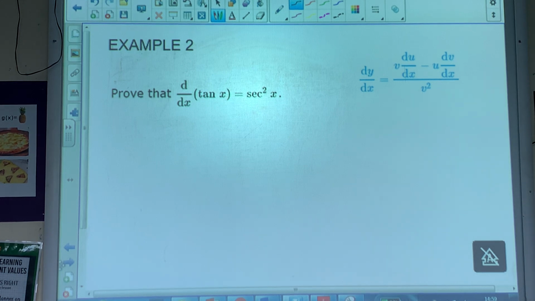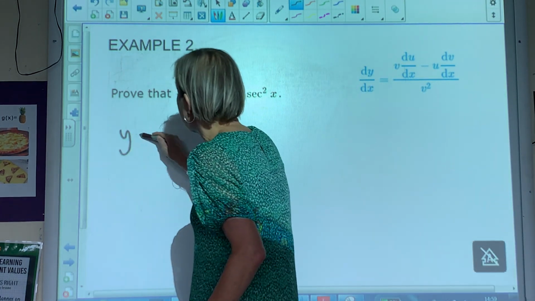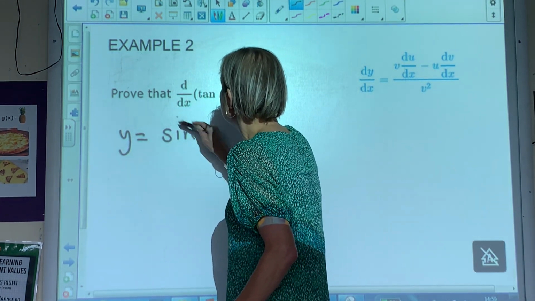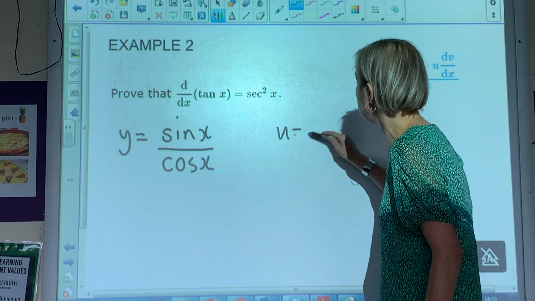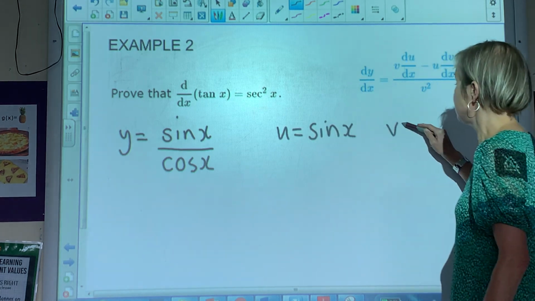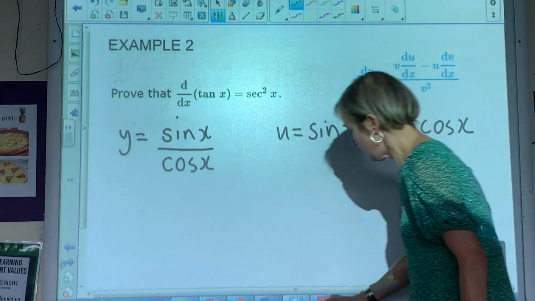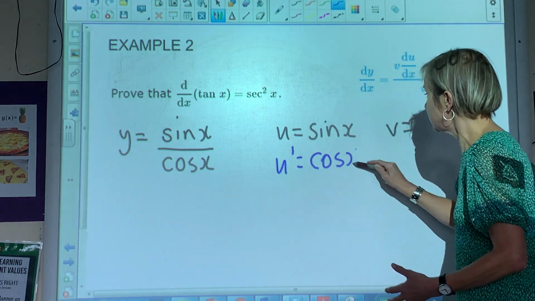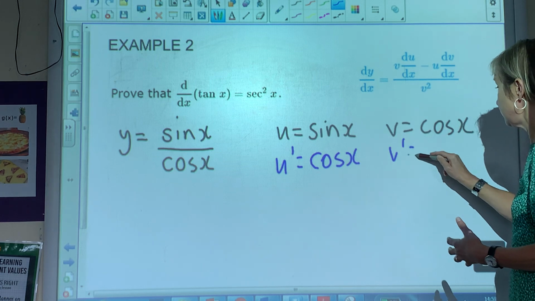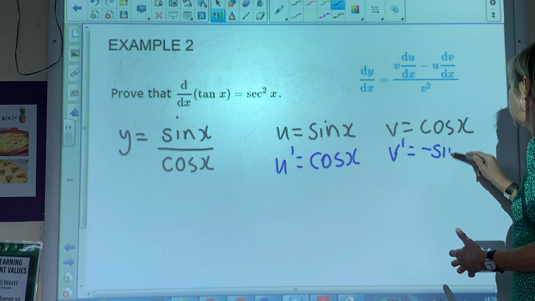Right, we said in last Friday's lesson, where I told you what the derivative of tan x was, that by the end of the following week you'll be able to prove it. So here we go. I'm going to differentiate tan x, and I can write tan x as sine over cos. I'm going to let u equal sine x, and I'm going to let v equal cos x. I'm then going to differentiate. I know du dx. If I differentiate sine, I get cos. And if I differentiate cos, I get minus sine.